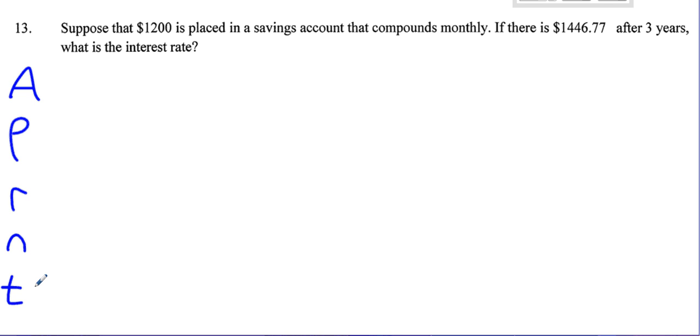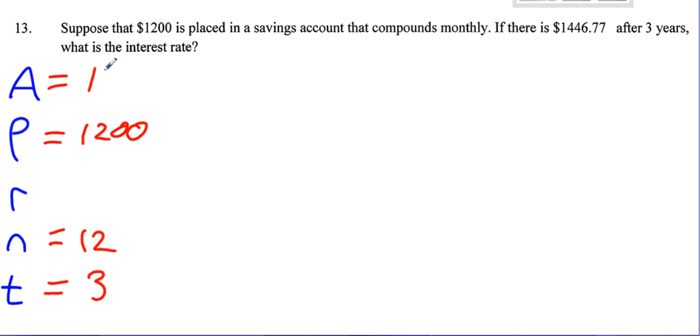We'll fill in whatever we know about the problem. So $1,200 is placed in an account. That's the principal. Compounds monthly. That means N is 12 because it's 12 times a year. After 3 years, T is 3, and the final amount is 1,446.77. What is the interest rate? That's what we're solving for.